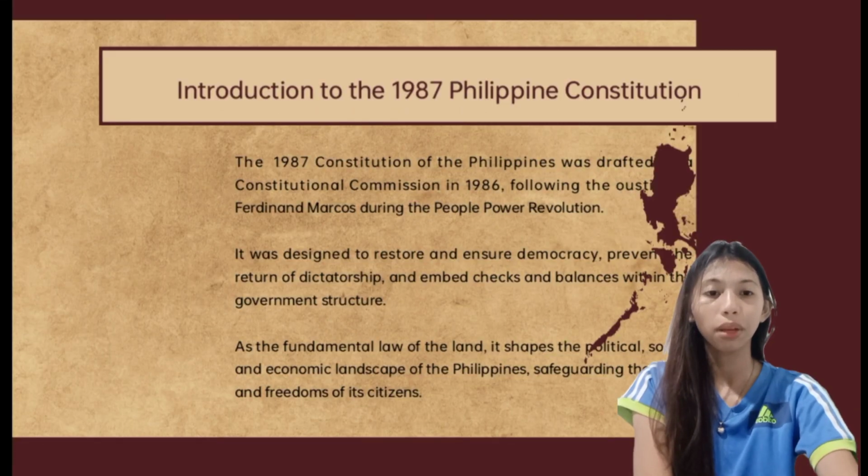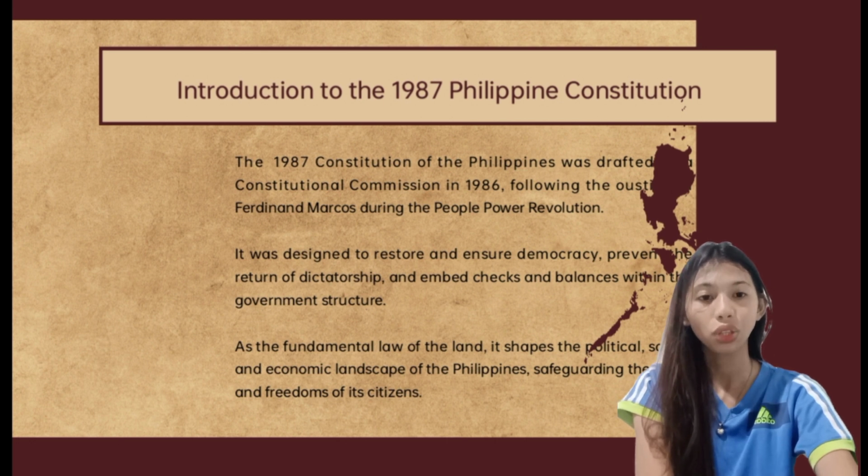The 1987 Constitution of the Philippines, drafted after the People Power Revolution, aims to restore democracy, prevent dictatorship, and establish checks and balances. It shapes the country's political, social, and economic landscape while safeguarding citizens' rights and freedom.